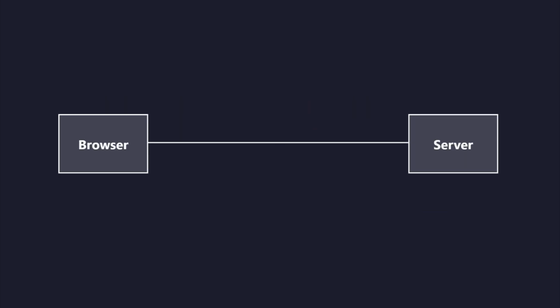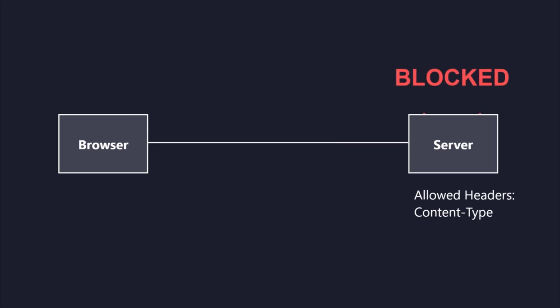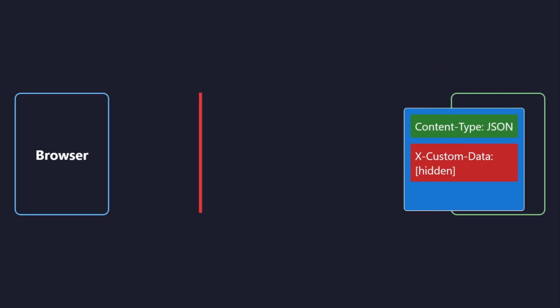Custom headers like authorization or content type must be explicitly permitted using the access control allow headers response header during the preflight check. If the browser sees a header in the request that was not approved by the server, it will block the call.